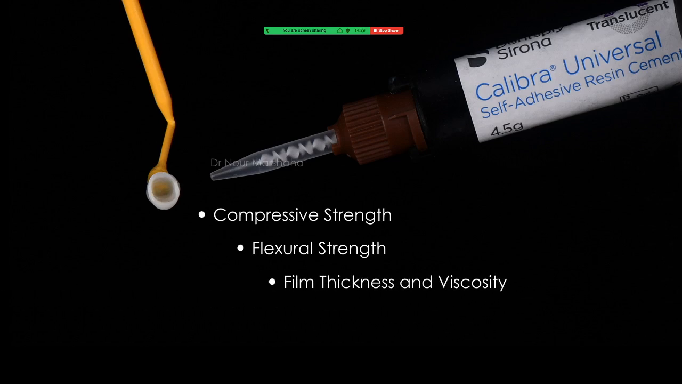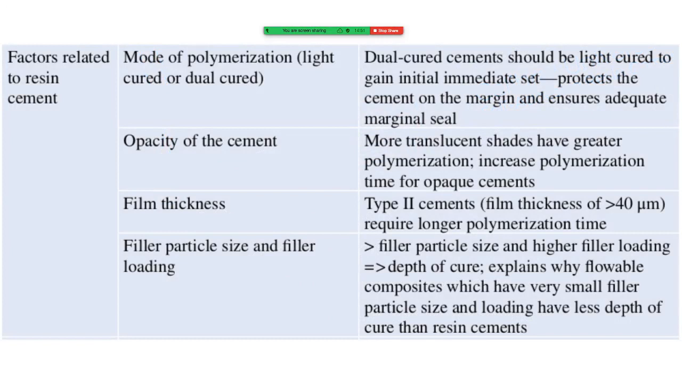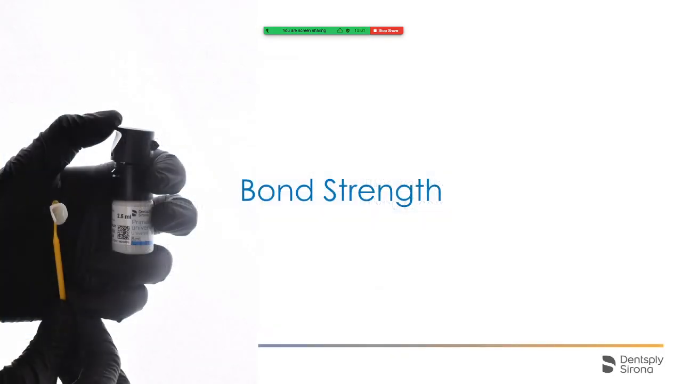Film thickness and viscosity. A low cement film thickness improves seating of the restoration and decreases marginal discrepancies. Solubility and water absorption. Resin cements are insoluble in oral fluids. Being resins, they absorb water, and when resin cements absorb water, their flexure strength is decreased. So we have to do good isolation. Factors related to resin cement, I put it in this template. You can take it, okay.